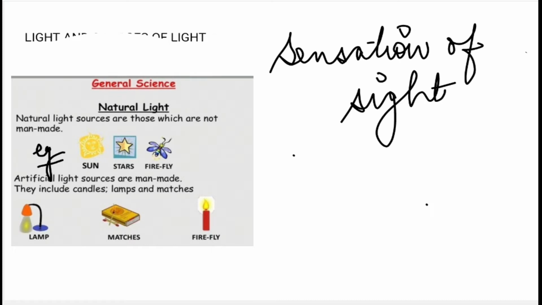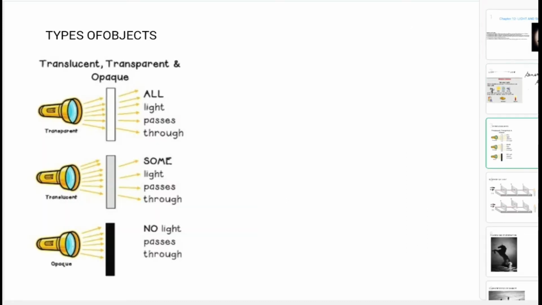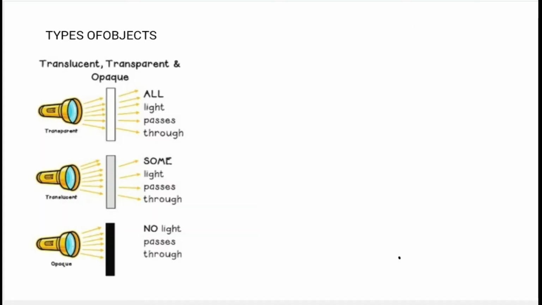These artificial sources help us to see objects inside our room, in the day, or at night when there is insufficient or no sunlight. I hope it's clear. We have two sources, natural sources and artificial sources of light. Let us move further. Next we have types of objects. Here you will learn that there are three types of objects. First is transparent, then we have translucent, and then we have opaque objects.